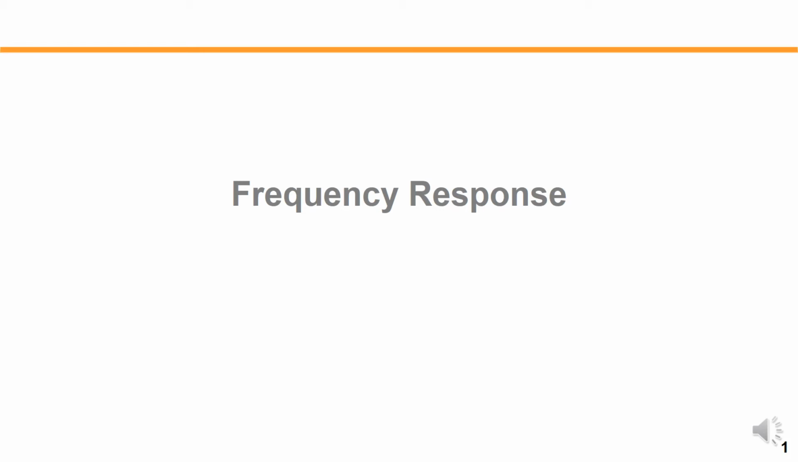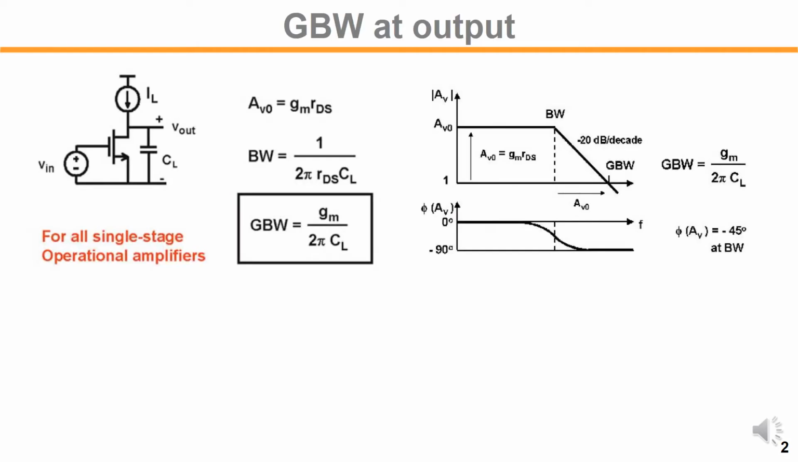In this chapter, we will see simple frequency response for all the amplifier stages. This is a simple common source amplifier loaded with CL. So DC gain will be gm rds, and the bandwidth is 1 over rds and CL. So here bandwidth and DC gain are defined.